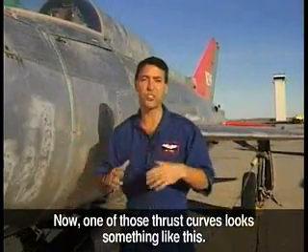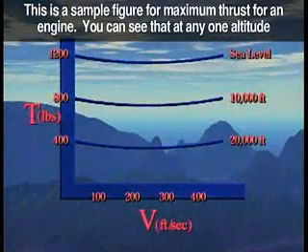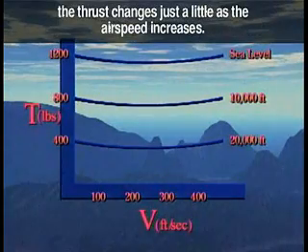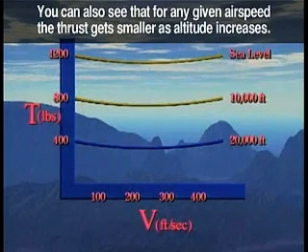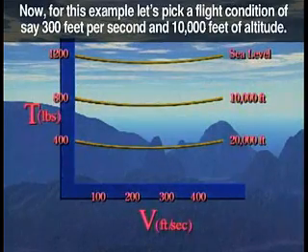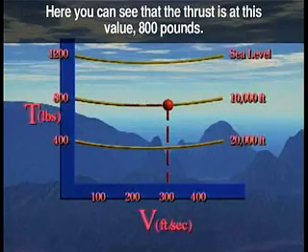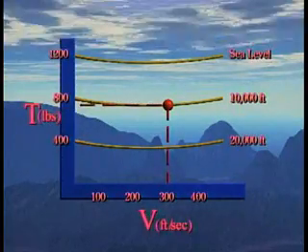Now, one of those thrust curves looks something like this. This is a sample figure for maximum thrust for an engine. You can see that at any one altitude, the thrust changes just a little as the airspeed increases. You can also see that for any given airspeed, the thrust gets smaller as altitude increases. For this example, let's pick a flight condition of, say, 300 feet per second and 10,000 feet of altitude. Here you can see the thrust is this value, 800 pounds.